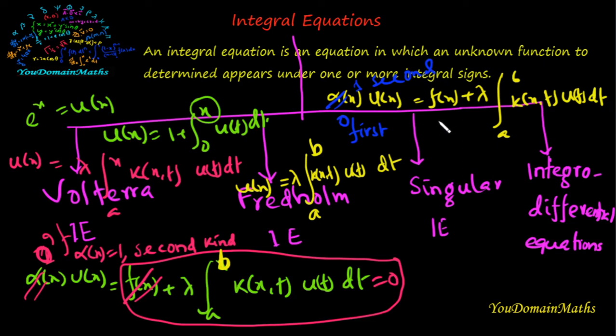And when alpha of x equals 1, then this is the second kind. And when alpha of x equals 1 and f of x equals 0, then this equation is called the Fredholm second kind with homogeneous, as with Volterra integral equation. So we introduced three types of Fredholm integral equation: first kind, second kind, and second kind with homogeneous.